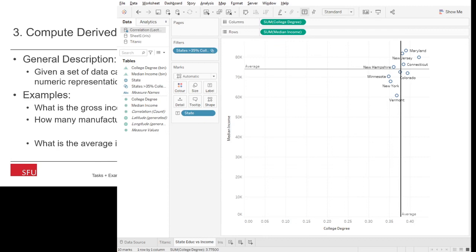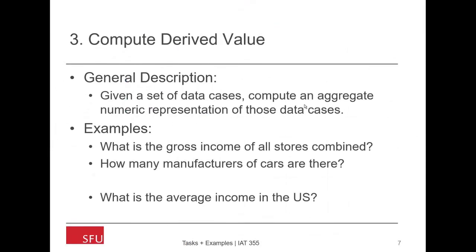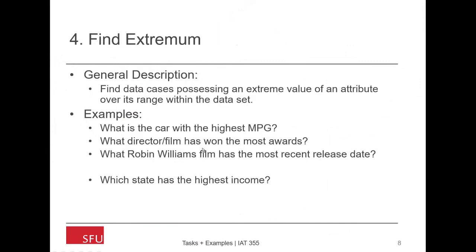Okay, so let's get back to the slides and go on to the next thing. And the next thing is finding extremum. The general description is to find data cases possessing an extreme value of an attribute over its range within the data set. Sometimes we can just eyeball this, but if we have a complex data set, it might be the case that extreme values are located, kind of geometrically, anywhere within the data set.